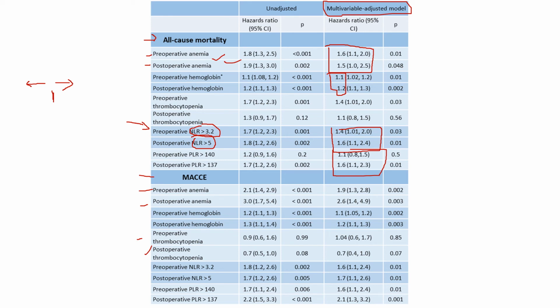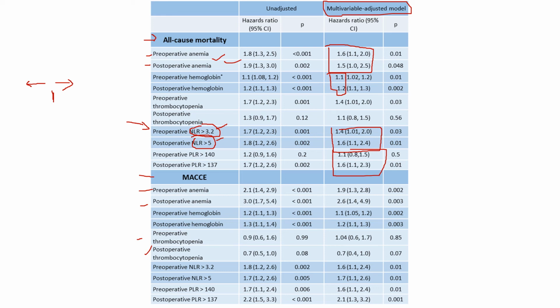For the pre-operative NLR, the median was 3.2, and for the post-operative NLR, the median was 5. So we divided these patients and compared the patients less than the median value of NLR to more than the median value of NLR.